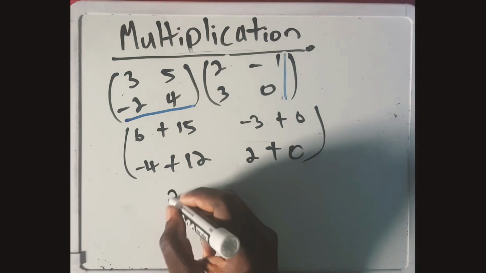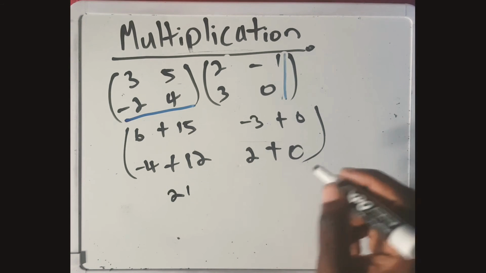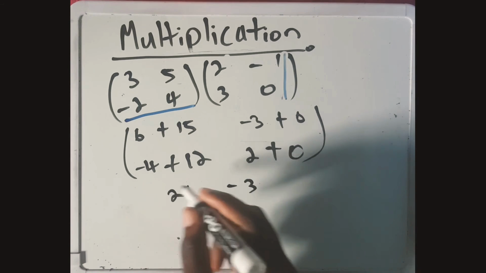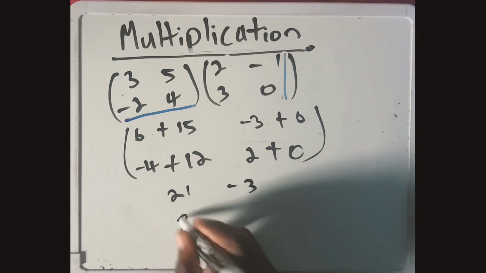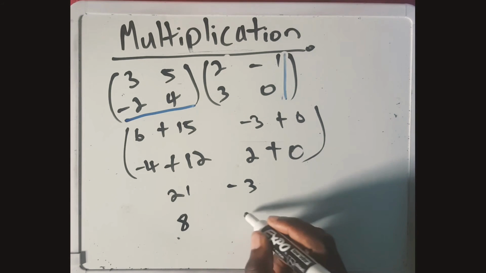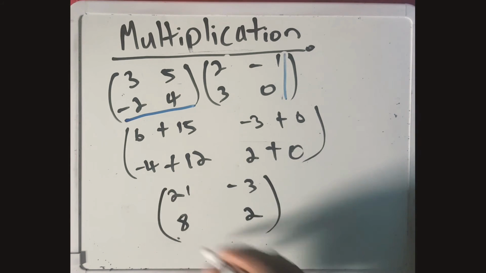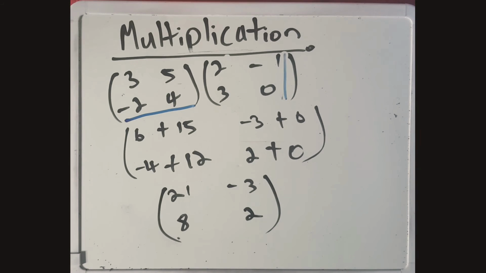6 plus 15 will give me 21. Minus 3 plus 0 would give me negative 3. Minus 4 plus 12 would give me positive 8. And 2 plus 0 would give me 2. And this is what I would get if I multiplied both.